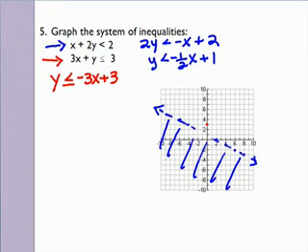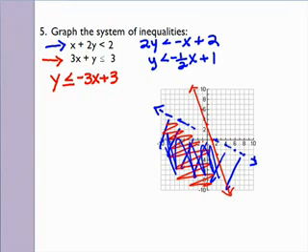So there's 3. Okay, and then we're going to go down 3 and over 1. Okay, and this line is going to be a solid line because it is or equal to. And it's less than, so it's shaded below. So this is my double shaded region. And that's the answer to the system of inequalities. So we are ready to move on to linear programming.